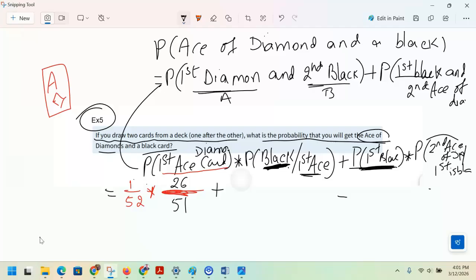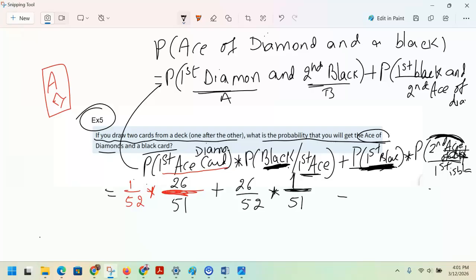Plus, next is this piece. First is a black card, so the first card can be 26 out of 52. And the second is the ace of diamonds. That means you are remaining with 51 cards, and the ace of diamonds, because this black card cannot be a diamond, right? So all ace cards will be the ace of diamonds. There are four of them.